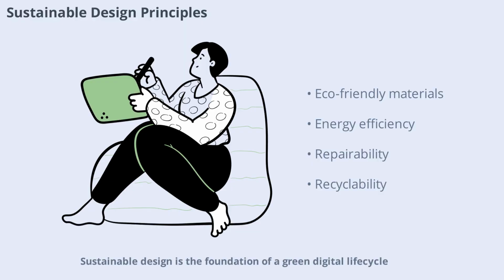Sustainable design is the foundation of a green digital life cycle. It involves creating products and services that minimize resource use and environmental impact from the very beginning. This means choosing eco-friendly materials, designing for energy efficiency, and planning for easy repair or recycling. By prioritizing sustainability at the design stage, companies can reduce waste and extend the lifespan of their products. Next, we'll look at how these principles are applied during production.